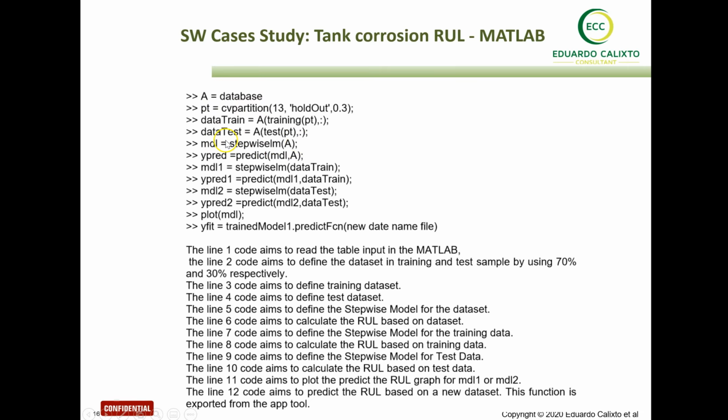And then of course I start to implement my training for the stepwise model. In the first step I will train the whole data set and make a prediction for the whole data set. Then I train on the data train only and make a prediction for the regression, considering remaining useful life for only the 70% of the data set. That means using the data train. And then I train on the data test, and then I make a prediction. In the end I can plot different models and see the regression model.